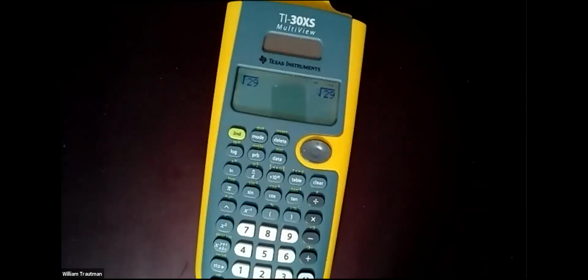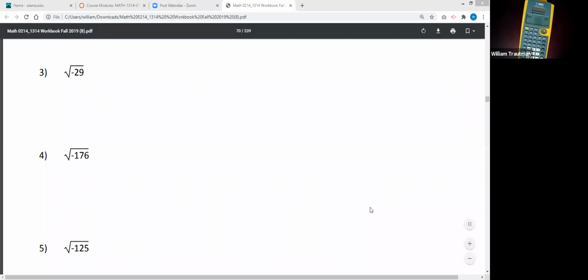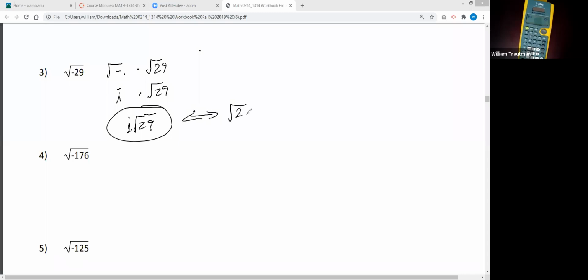In other words, this was the square root of -1 times the square root of 29. This is i times the square root of 29. I would just leave it like this, i square root of 29. Normally you put the i after, but sometimes it's confusing because some people think the i is in the square root, but it's not. So either way is fine.